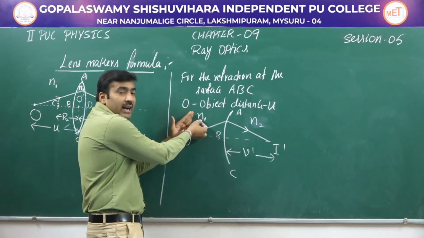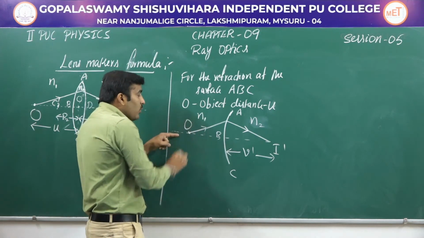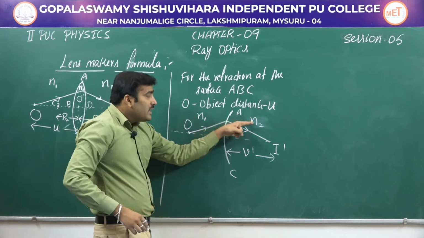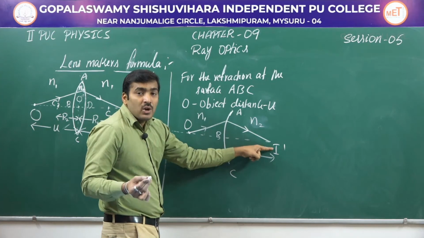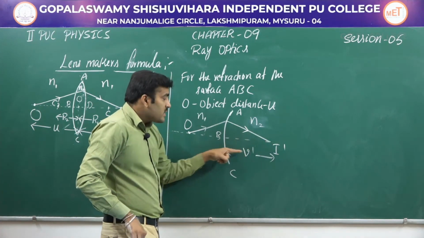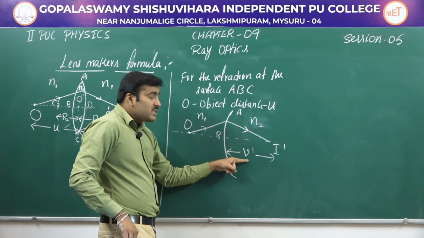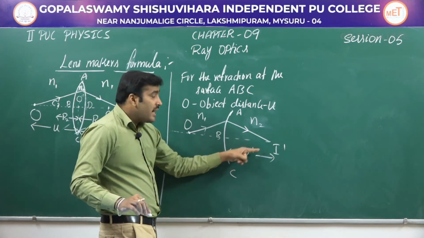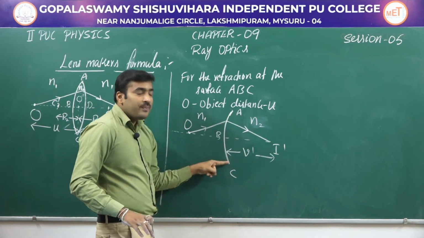N1 is the refractive index of the medium where this object O is present, and N2 is the refractive index where the image I dash, which is not the final image, is formed here at a distance of V dash. Therefore V dash is the image distance and I dash is the image for the spherical surface ABC.